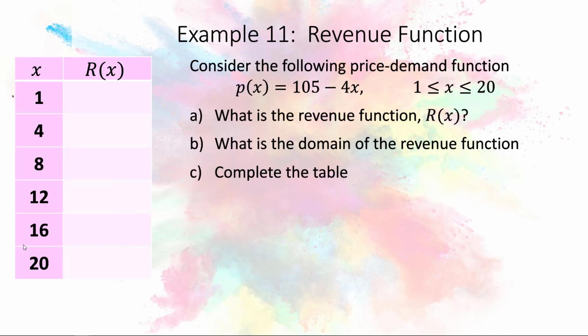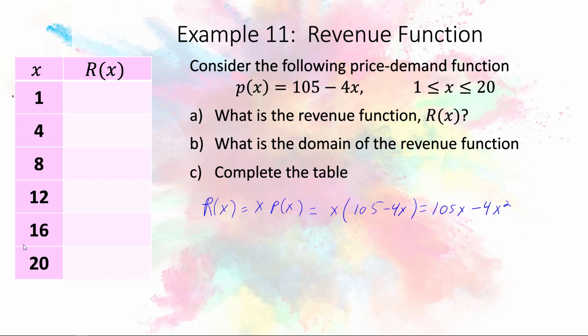Okay, here we are given a price demand function. Here it is. The question here is, what is the revenue function? Well, remember, the revenue function, R of x, is going to be equal to x times P of x, which of course is going to be x times the quantity 105 minus 4x, which will be 105x minus 4x squared. That right there is the revenue function.